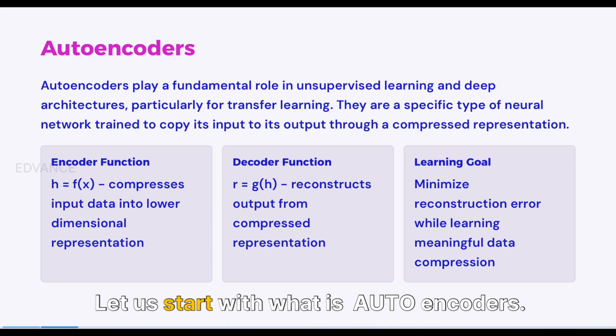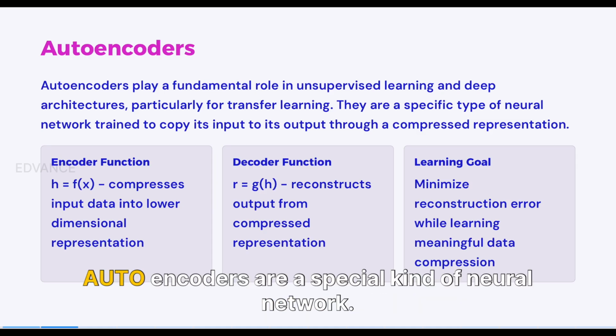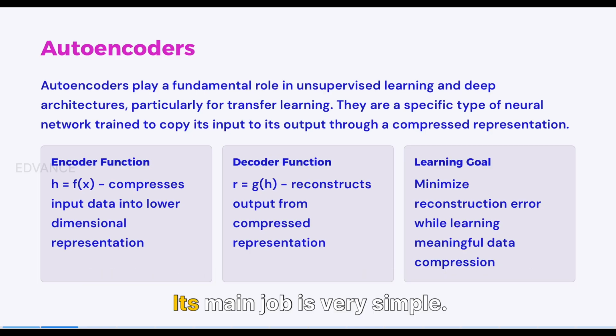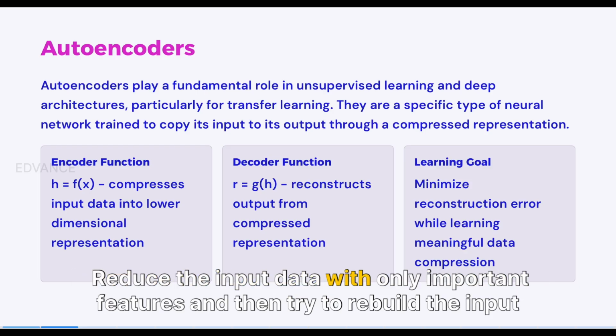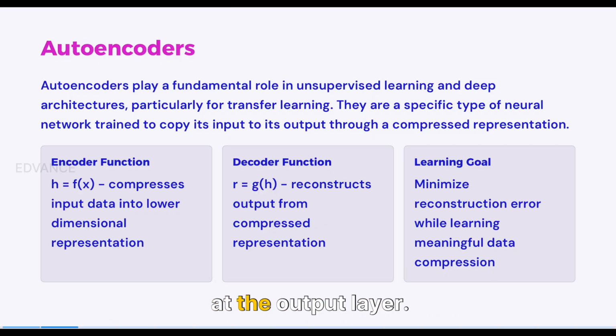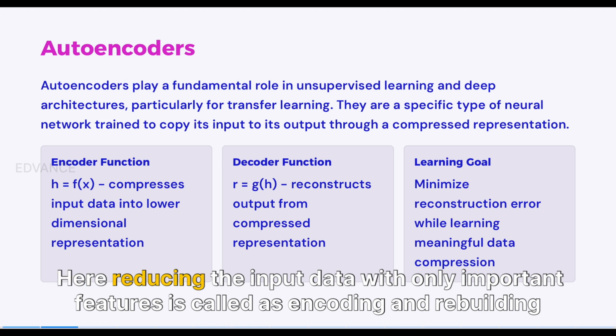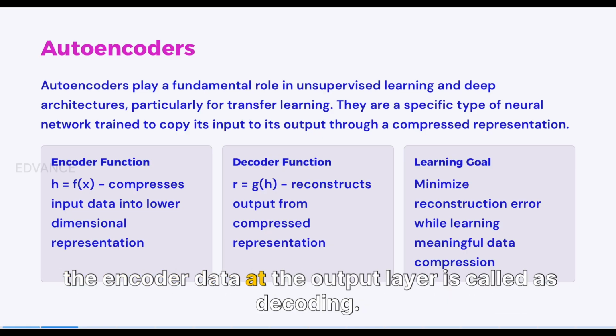Let's start with what is autoencoders. Autoencoders are a special kind of neural network. Its main job is very simple. They receive input data, learn from the important features in the input data, reduce the input data with only important features, and then try to rebuild the input at the output layer. Here, reducing the input data with only important features is called encoding, and rebuilding the encoded data at the output layer is called decoding.